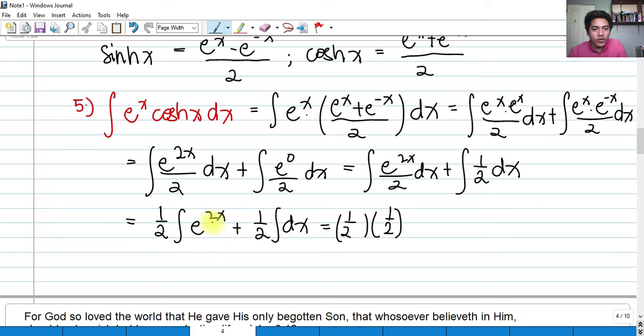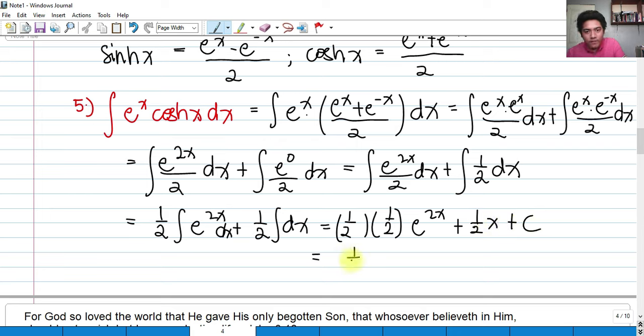You will have to use u substitution here. If you get the derivative of 2x, that is 2 dx. Okay, forgot the dx here. So 2 dx, then you have to have a correction factor of 1 half outside of the integral because the derivative of this is 2. So 1 half times 1 half, copy the same, e raised to 2x, then plus 1 half integral of dx is x plus c.